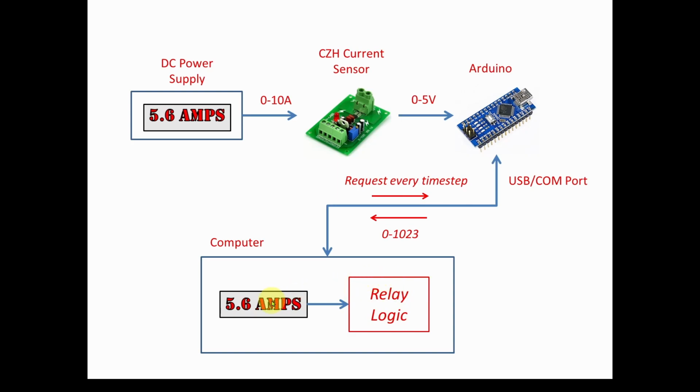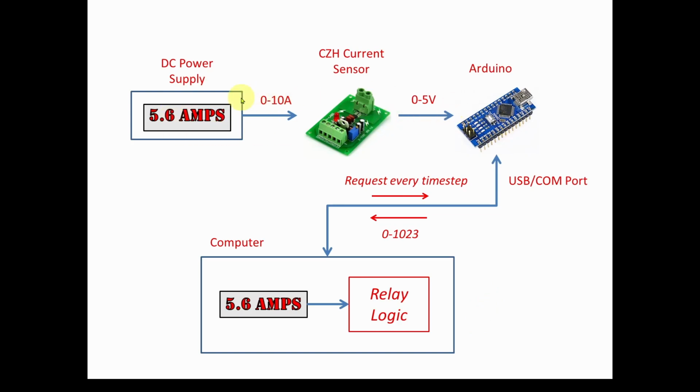And like we said, if the current gets above a certain value that the user sets, the relay logic is going to say, hey, the current is exceeding the value, I'm starting a timer. And if the current is still there after the timer times out, it's going to send a signal out to trip the breaker or whatever.